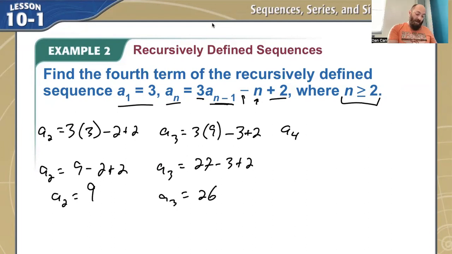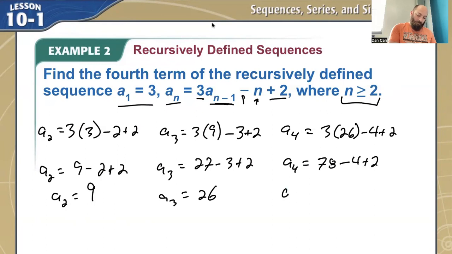All right. And now I can use my third term to help me find the fourth term. So that's, again, 3 times the previous term. So 3 times 26 minus the term number. So it's minus 4 and then a plus 2. So we have 3 times 26, which is going to give me 78, minus 4 plus 2. And when I do that, I get 74 plus 2 is 76. So my fourth term, which I had to go through this process to find, is 76. I can't just jump right to the fourth term.